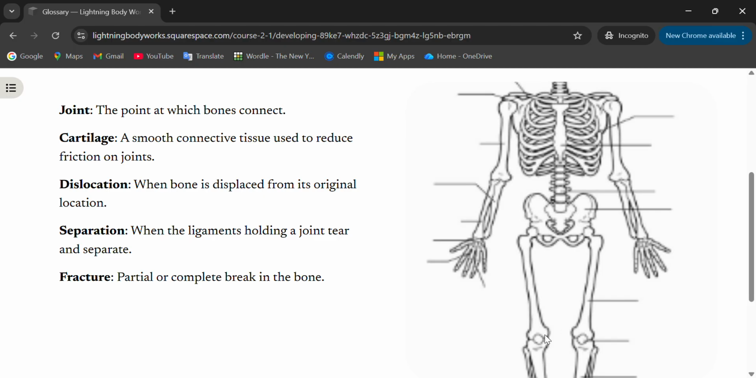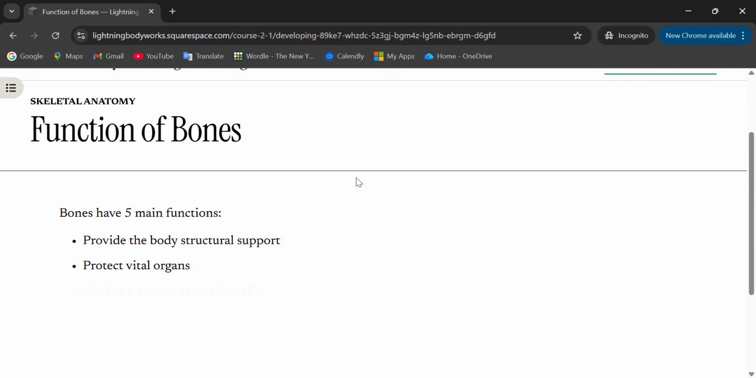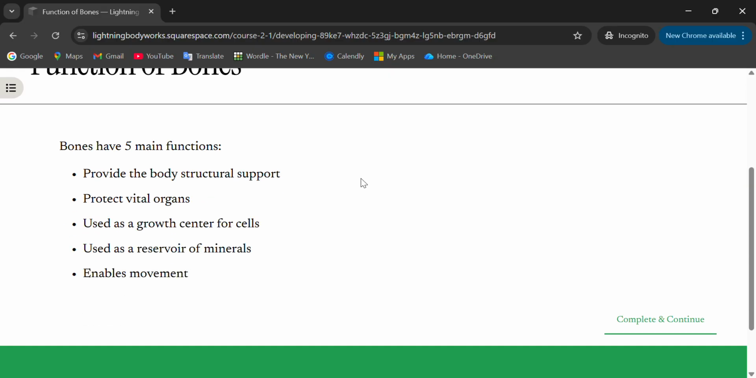Your knee cartilage. Dislocation is when a bone is displaced from its original location. Separation is when ligaments holding the joint tear and separate. And a fracture is a partial or complete break in the bone. These are the 5 main functions of bones.